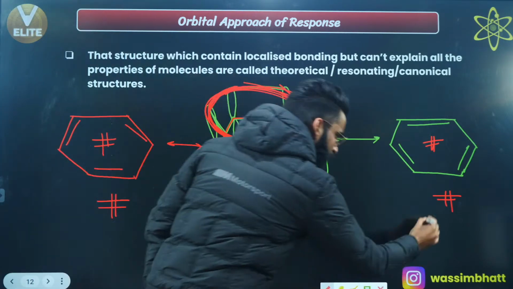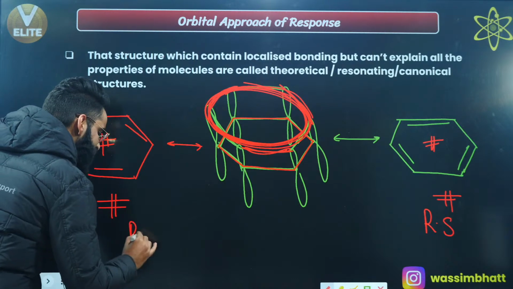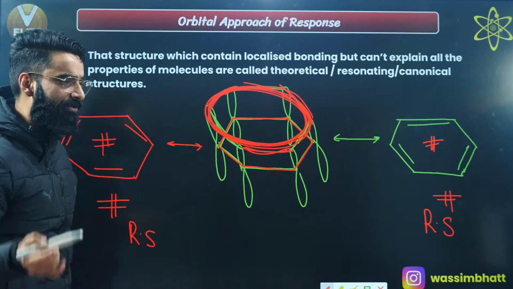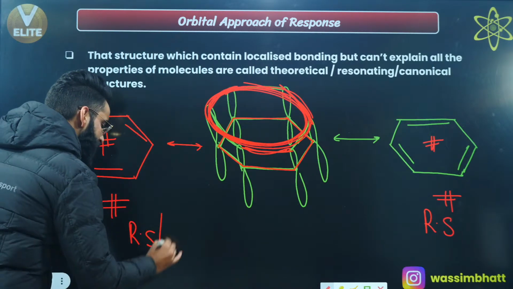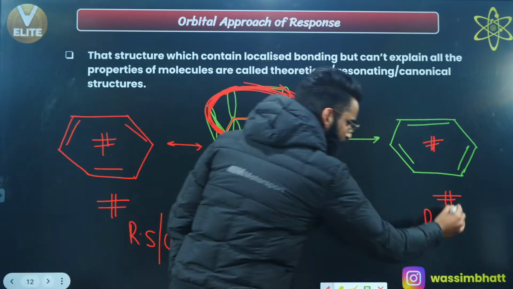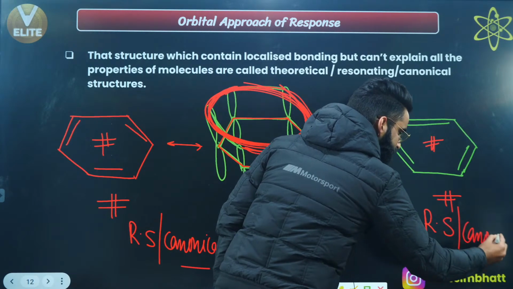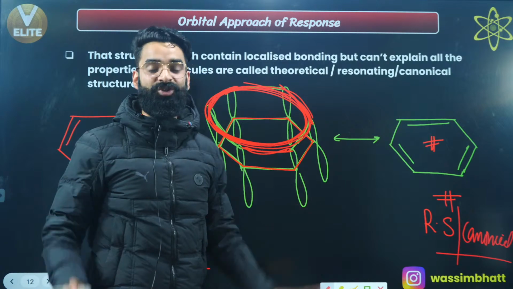So this is one of the resonating structures of benzene. This is one more resonating structure of benzene. Either you call them resonating structures or canonical forms. So this is one canonical form of benzene, and this is one more canonical form of benzene. But these are not the true structures of benzene.